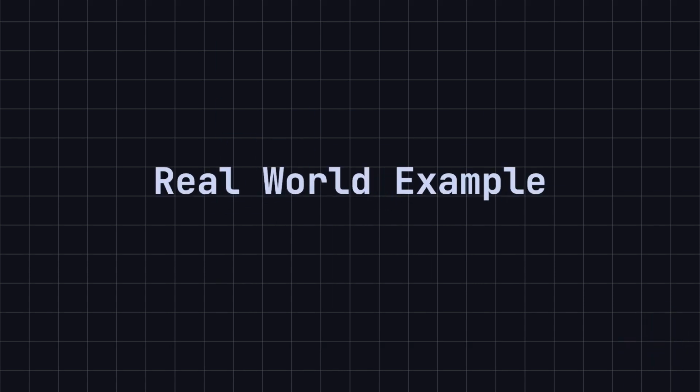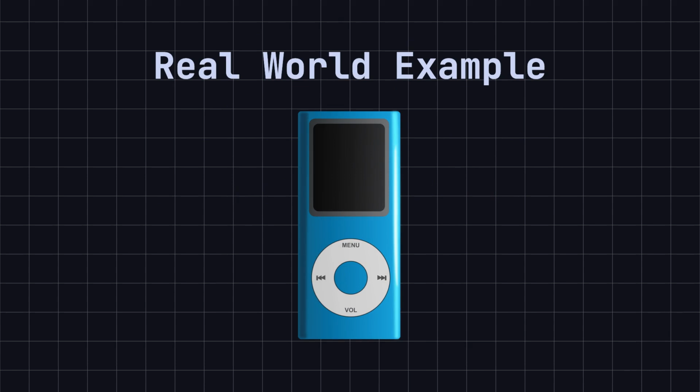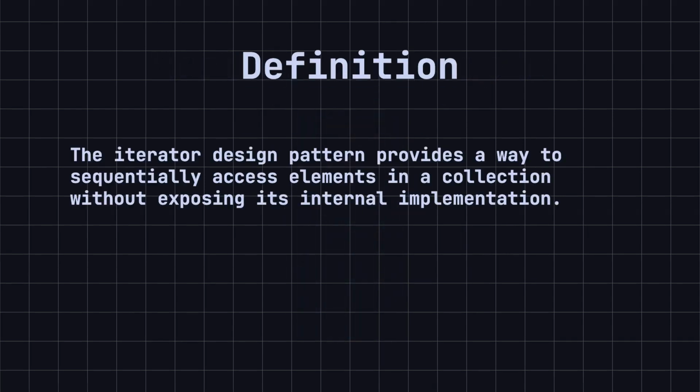Imagine you have an MP3 player. You can press the Next or Previous buttons to browse through consecutive songs. Similar devices include radios and televisions, which provide interfaces that allow you to traverse different stations or channels. The Iterator Design Pattern is like these device interfaces. It provides a way to sequentially access elements in a collection without exposing its internal implementation.